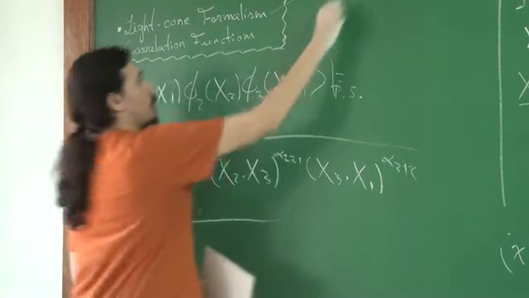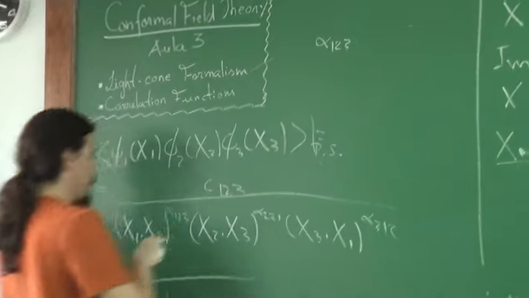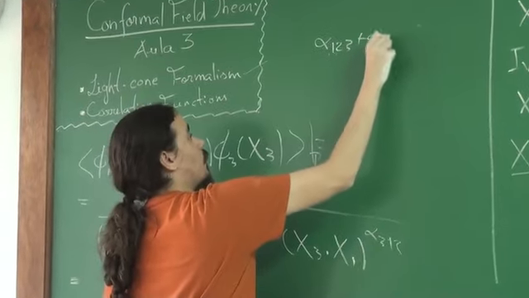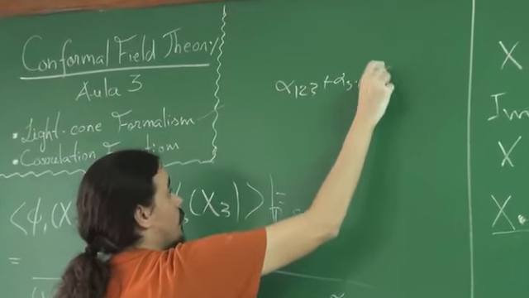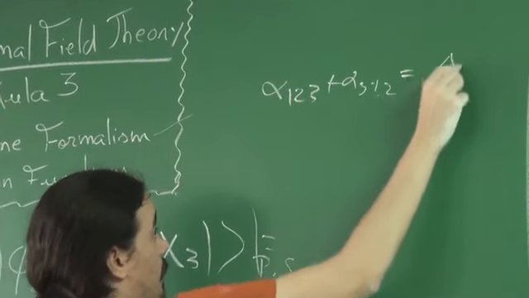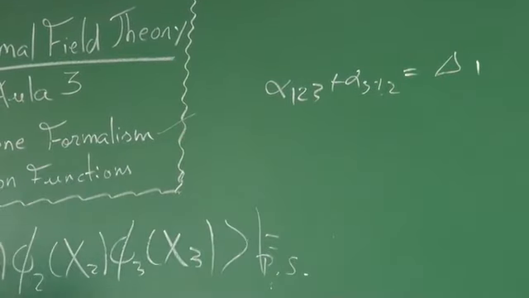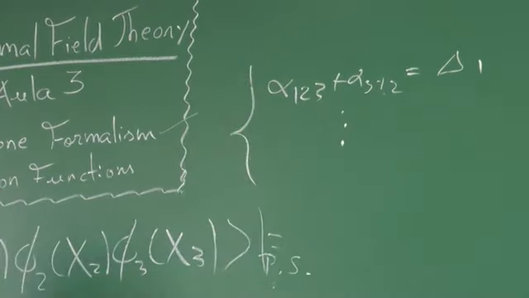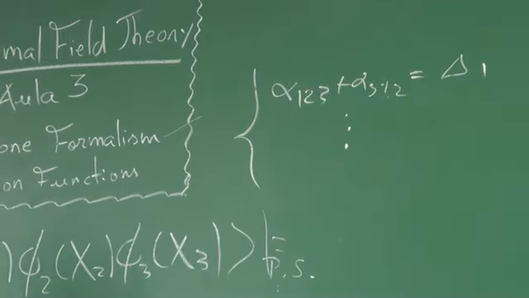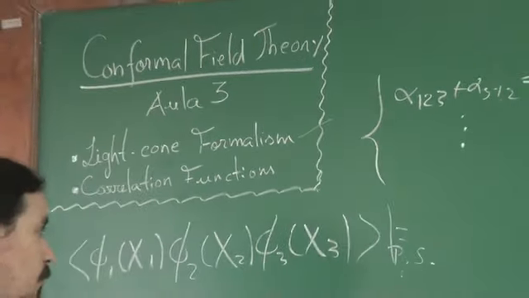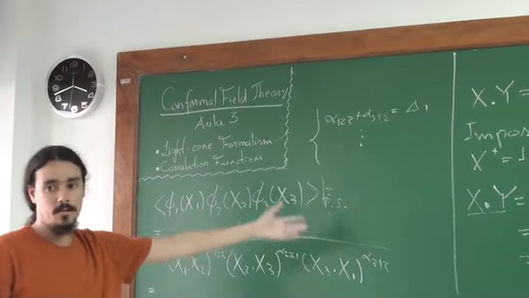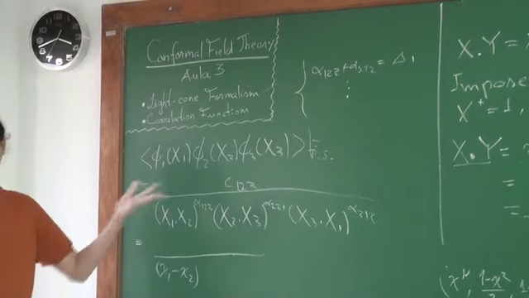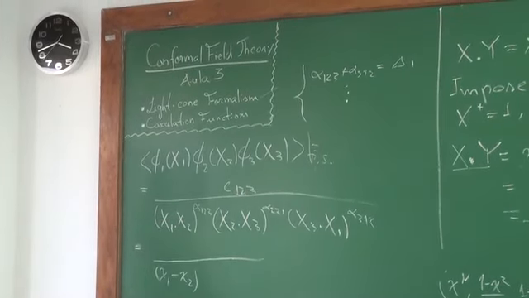Okay, so alpha 1, 2, 3 here plus alpha 3, 2, 1, 3, 1, 2 should be equal to the scaling dimension of the first field. Okay, and then similar for the other one. You take alpha 1, 2, 3 plus alpha 2, 3, 1 has to equal delta 2 and so on. And there are 3 variables, 3 equations, so we can solve this explicitly.